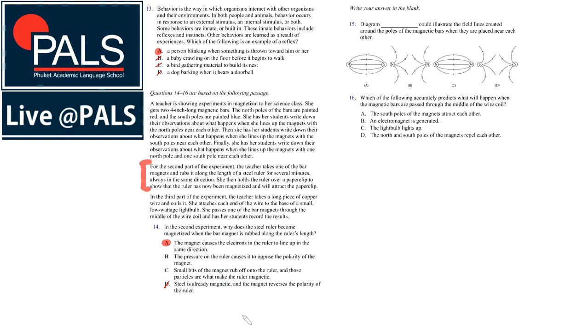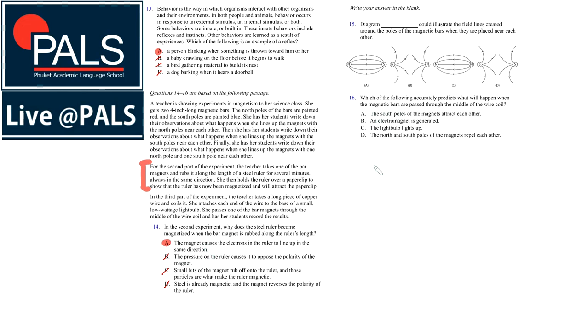Magnetism is directly related to electrons and their orientation, and if we slowly rub with a magnet always in the same direction along the steel ruler, the electrons start to line up in the same direction and the ruler becomes magnetic. Pressure has nothing to do with magnetism, and no, small bits of the magnet do not rub off onto the surface of the steel ruler.